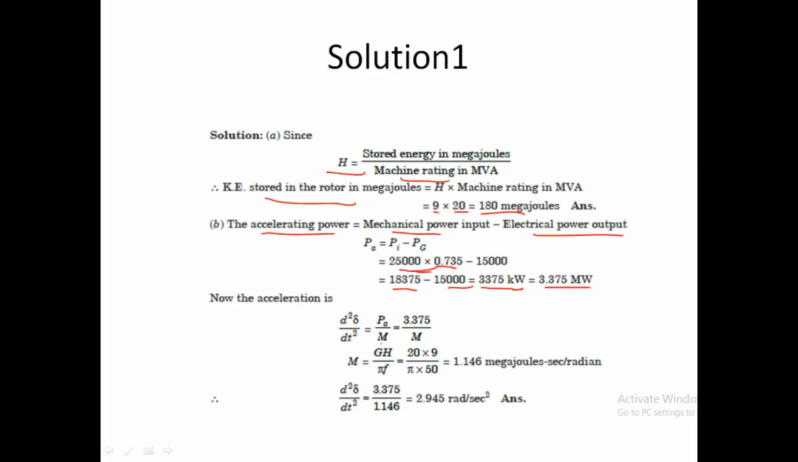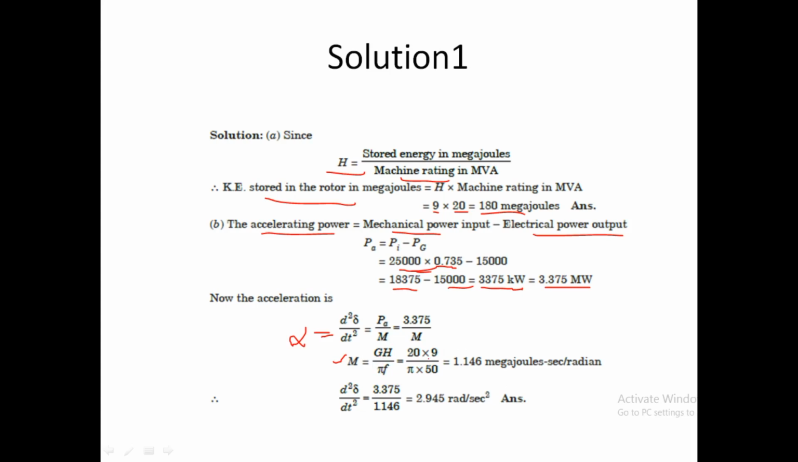Now how will we find the acceleration? We know this equation: PA, accelerating power, is M into d square delta by dt square. So this is alpha, the angular acceleration, d square delta by dt square is equal to PA by M. So we have to find M first. M is the moment of inertia, G into H by pi into f. What is G? G is the rating of the machine.